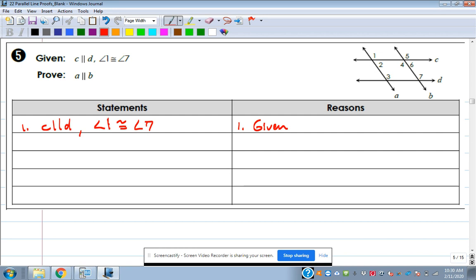Yeah, 1 and 5 are corresponding angles. Angle 1 and angle 5 are corresponding. Okay. But are they congruent to one another? No. C and D are parallel, not A and B yet. 5 and 7 could be corresponding. So that would be the idea there. So angle 5 is congruent to angle 7 because those are corresponding angles.